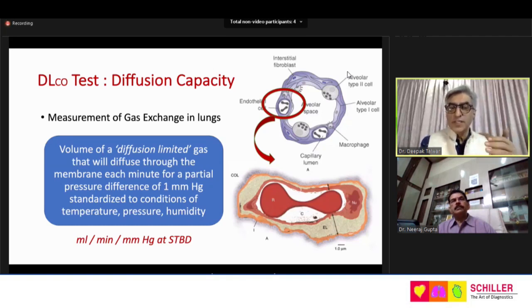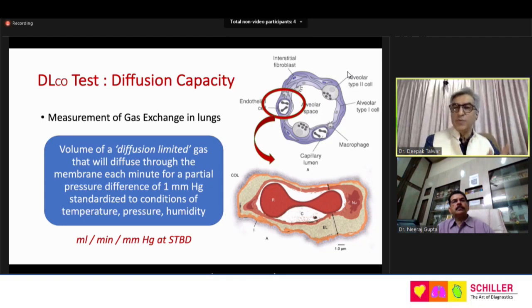So what it means is it will be volume, that is ml. It will be diffusing across the membrane each minute, so it will be slash per minute. And it will be across a difference in pressure of 1 mmHg, so it will be slash mmHg.